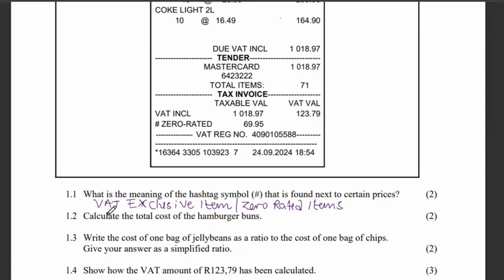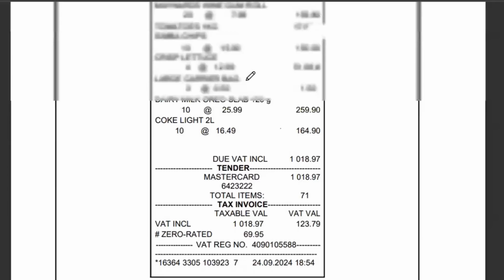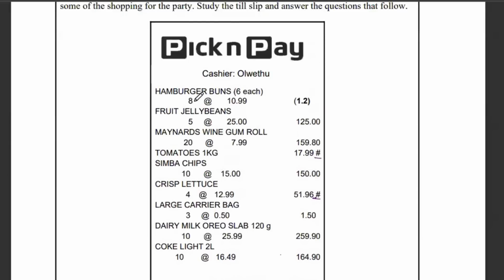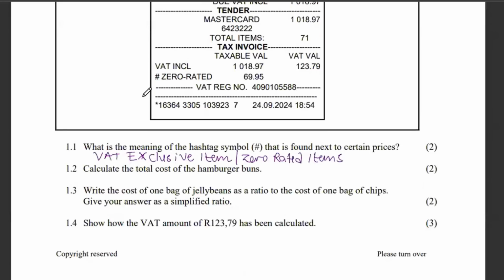They're asking us, calculate the total cost of the handbag bands. So we shall come here and we say 8. He bought 8 of them, each at 10 rand 99 cents. So we shall come down here. We shall say 8 times 10.99, and this gave you 87 rand 92 cents.